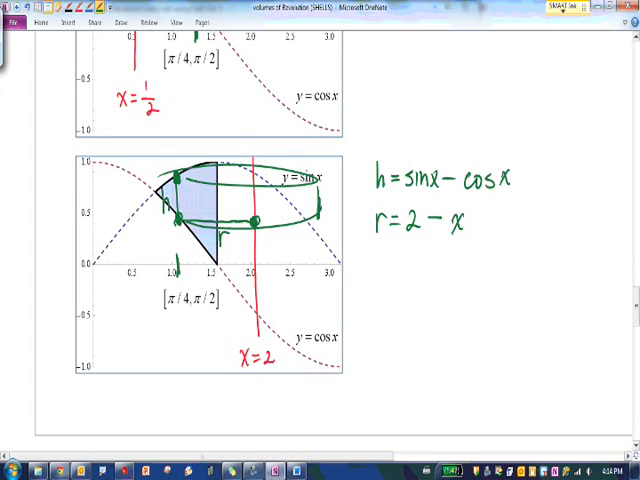Okay, plug it in the formula. Just because we haven't done one with the bounds, we would integrate 2 pi r times h dx. The bounds: the leftmost shell is over here, the rightmost shell is over there, so your bounds should just be pi over 4 to pi over 2.